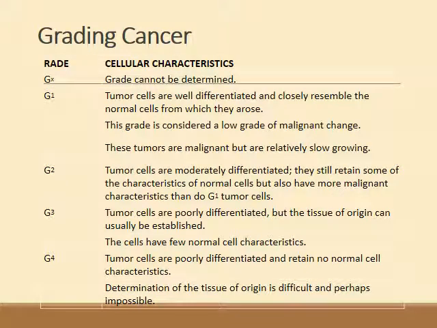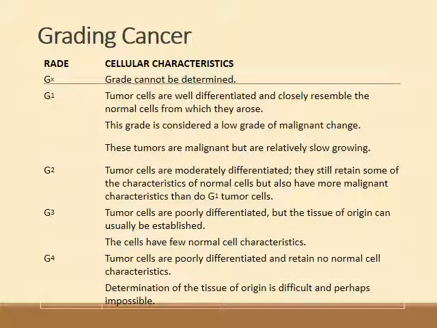Grading cancer is important to understand with patients what types of cancer they have, certainly, but also what the level of involvement is. This graph here and the one coming up on the next screen will show you exactly how they are graded. A GX, the grade cannot be determined. Okay, a G1, the tumor cells are well differentiated and closely resemble the normal cells. This grade is considered a low grade of malignant change, and you can tell because they're still well differentiated. They still look a lot like the normal cell.